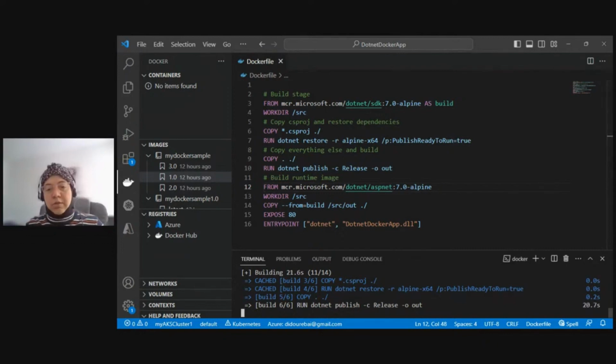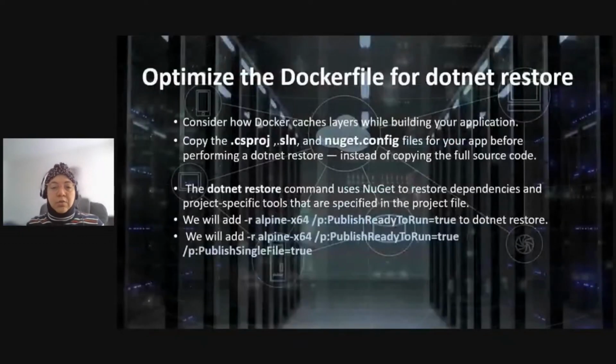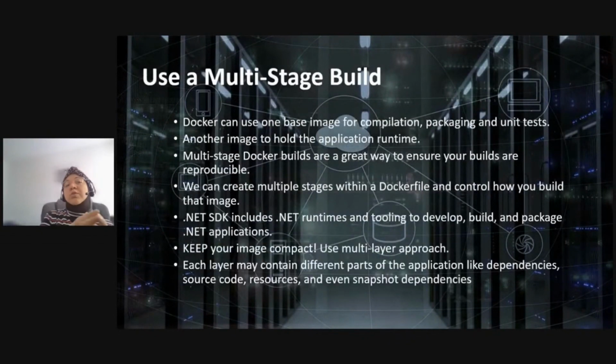We can go back after, and let's check the other best practice in our case, which is using a multi-stage build. With multi-stage builds, Docker can use one base image for compilation, packaging, and unit tests, and another image then holds the application runtime. This makes the final image more secure and smaller in size. Multi-stage Docker builds are a great way to ensure your builds are reproducible and as lean as possible. You can create multiple stages within a Docker file and control how you build your image.